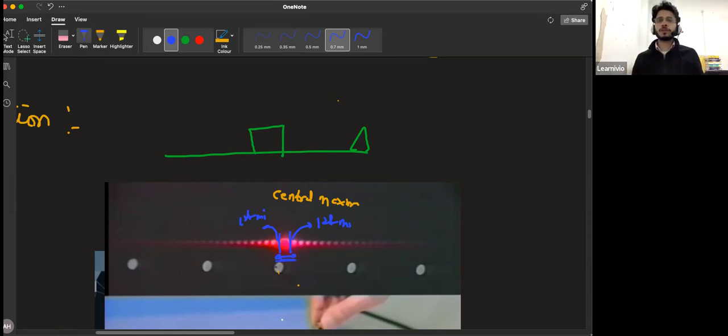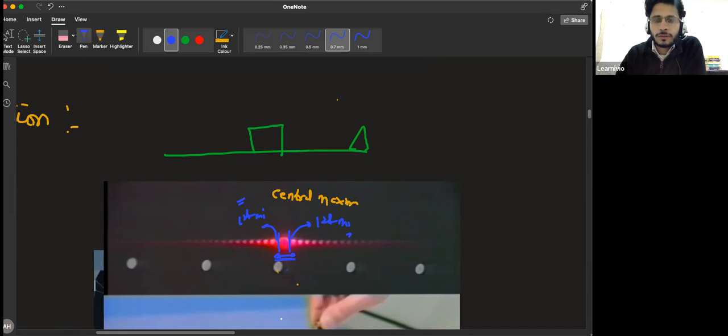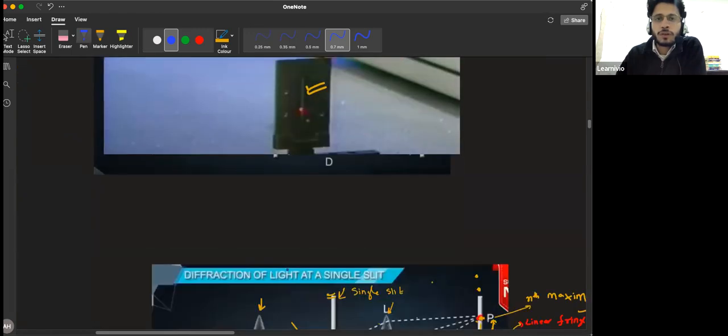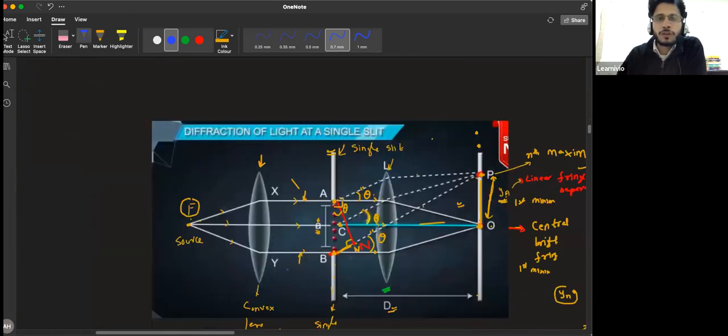So this is central maxima. To the left of central maxima, you have first minima. To the right of central maxima, you have first minima. So the separation between two first minima is the width of central maxima. Yes, clear? This is how we'll calculate the width of central maxima. So to calculate the width of central maxima, you can use this diagram.